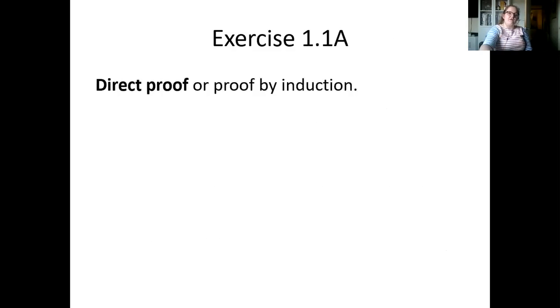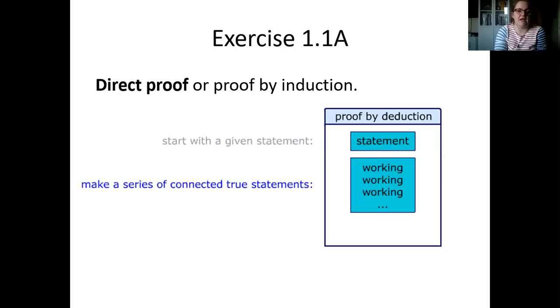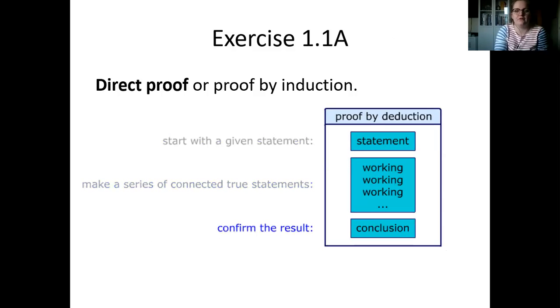So we're going to look at direct proof or proof by induction. We start with a given statement, our conjecture. We make a series of connected true statements, and then we confirm the results. So it's just a different way of looking at these examples. I've done these in a couple of different ways for us to get used to seeing them explained differently.